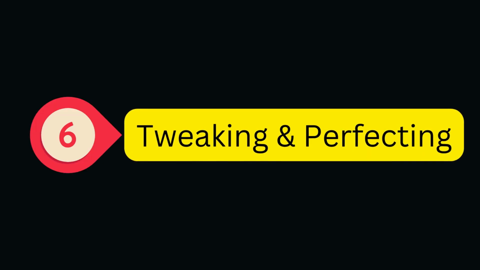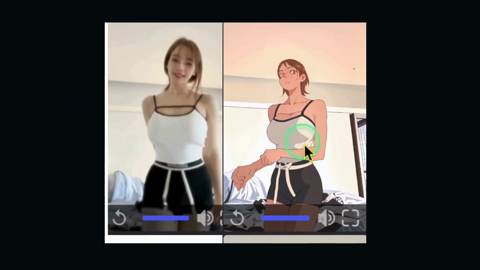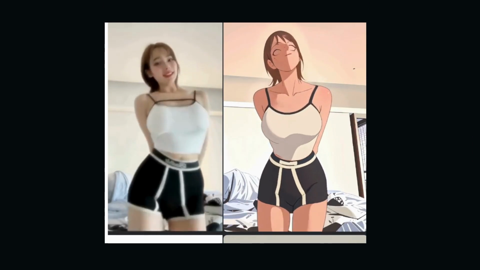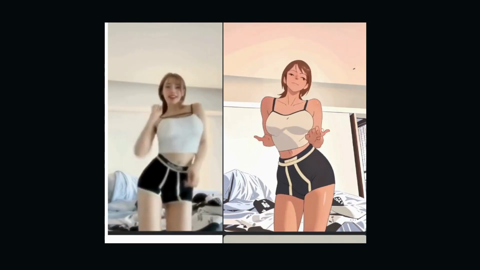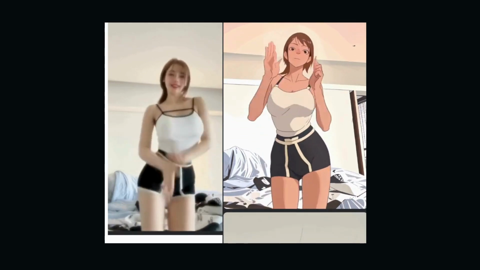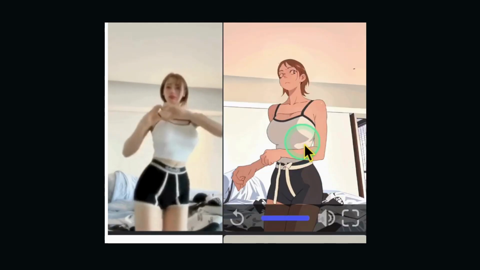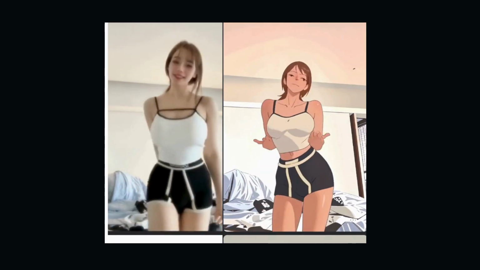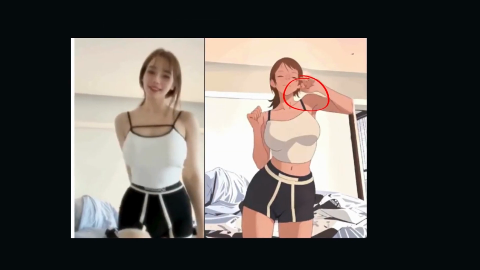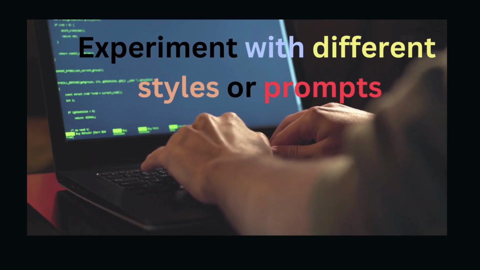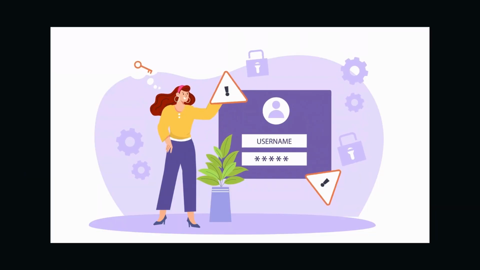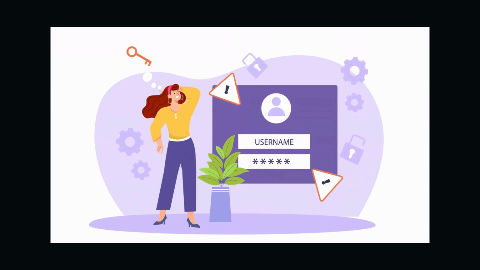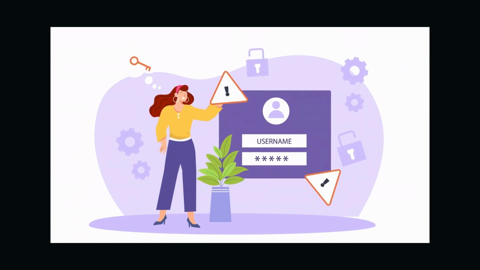Step 6. Tweaking and perfecting. Check out the results. If you spot something off, like an extra finger, don't fret. Experiment with different styles or prompts. Remember, the perfect animation is all about trial and error.